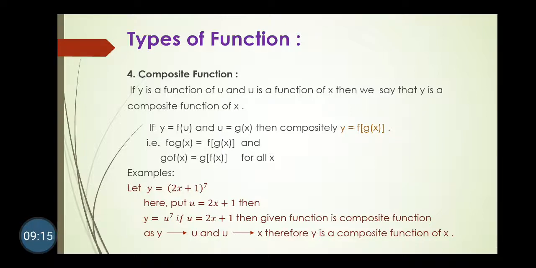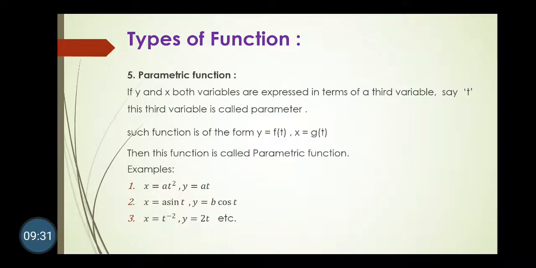And the combination of these two parts is called what? Composite function. So the given function is a composite function. That is, y in the form of u and u in the form of x. Then we say that y is a composite function of x.